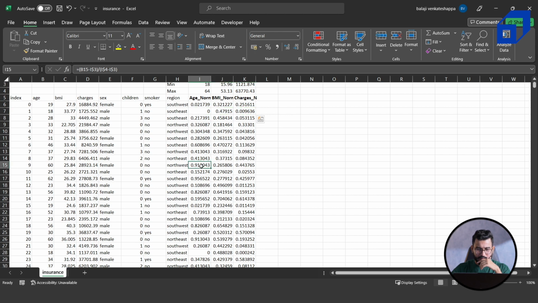Let's take one more person. The age is 0.91, which is close to 1, right? BMI is 0.26, and then charges are 0.4, which is close to the middle value. So this person has a very high age, not a very high BMI, so BMI is below average, but charges are around average, right?